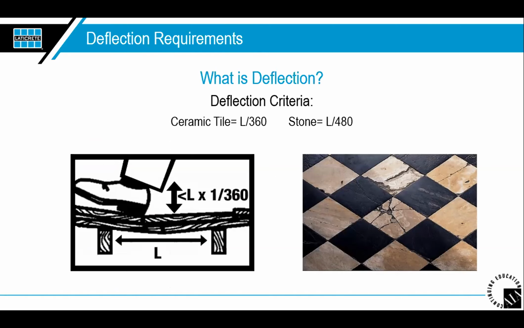L/360 is the common term for ceramic tile deflection criteria. And that's where you're allowed 1 inch of movement over 30 feet. So it's a 360-inch span there. Okay, so they break it down in inches.